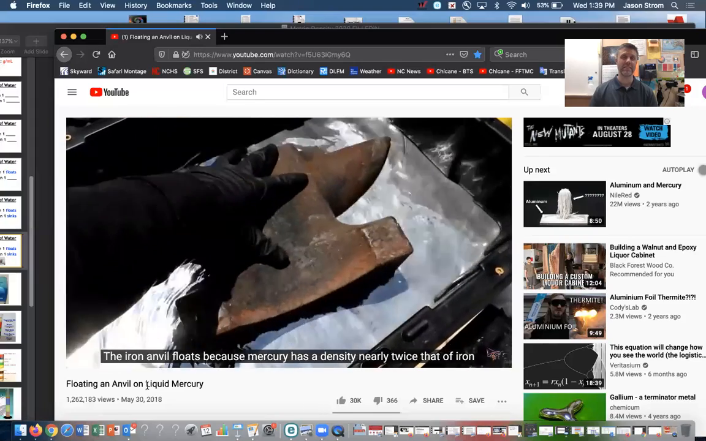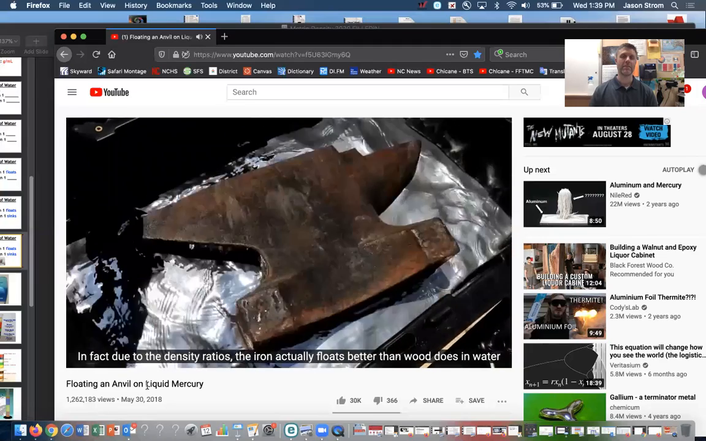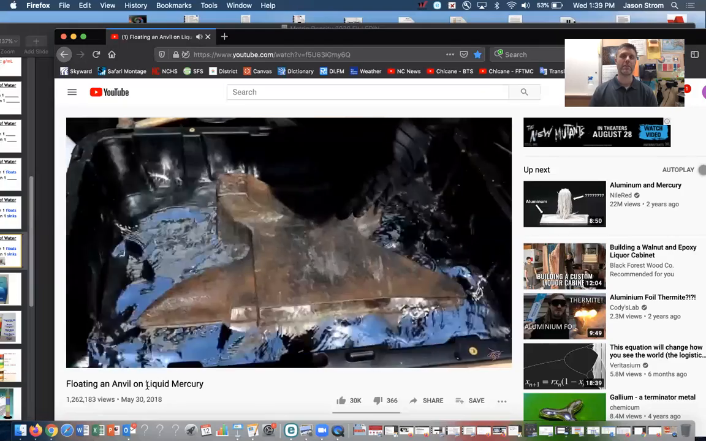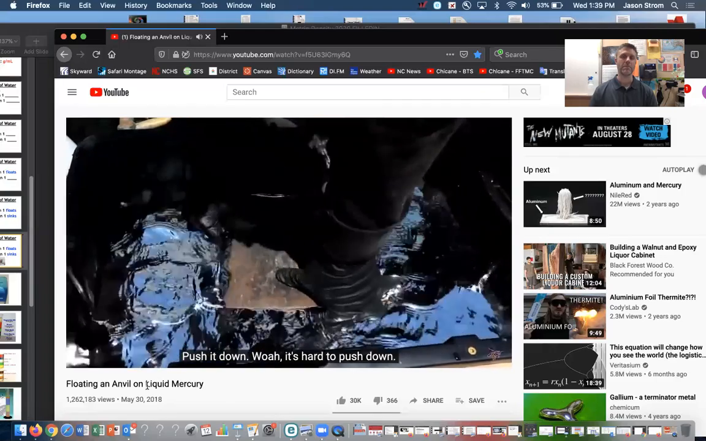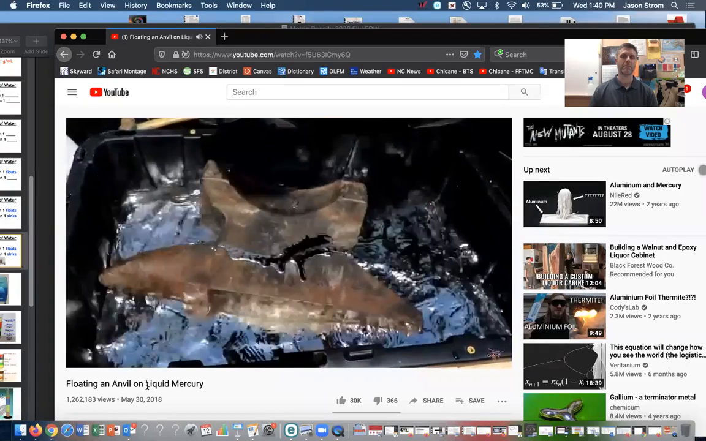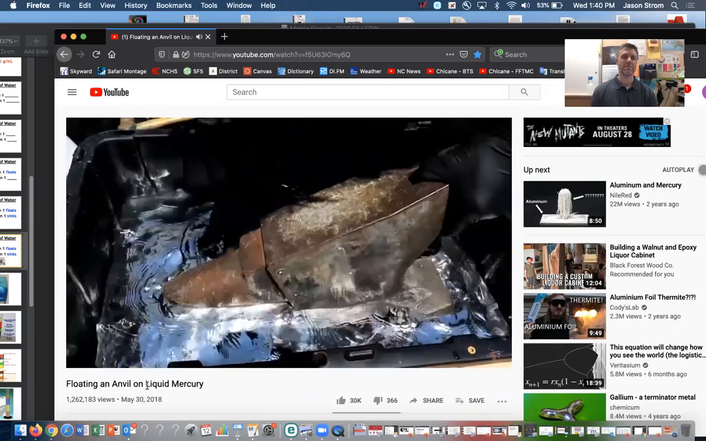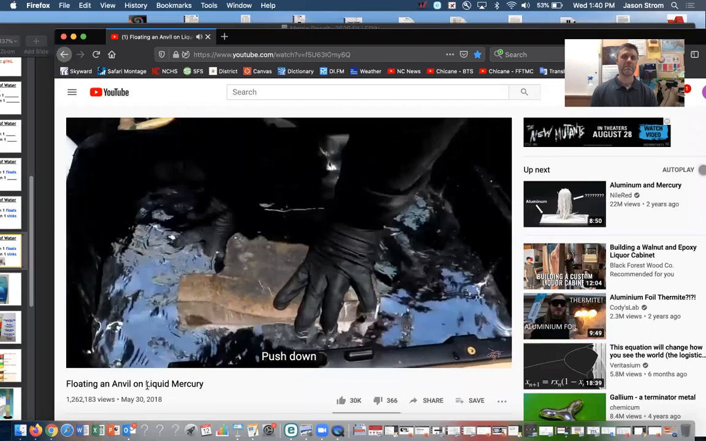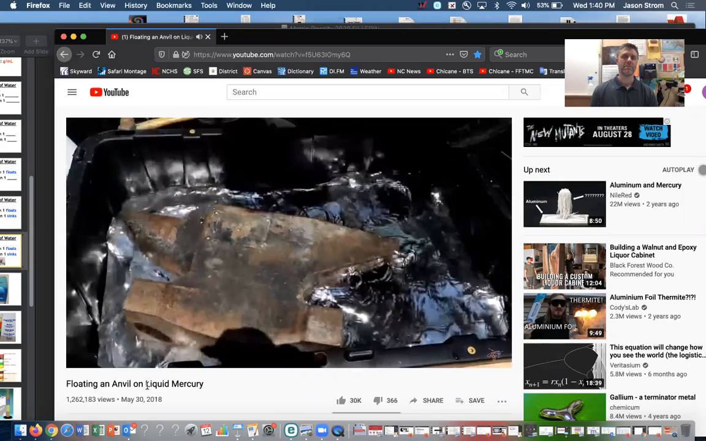The iron anvil floats because mercury has a density nearly twice that of iron. In fact, due to the density ratios, the iron actually floats better than wood does in water. Let's push it down. Oh, it's hard to push down. Oh, that was great. Here, let's try it again from the other side. Okay, here we go. Push down. Bobs up like a cork.